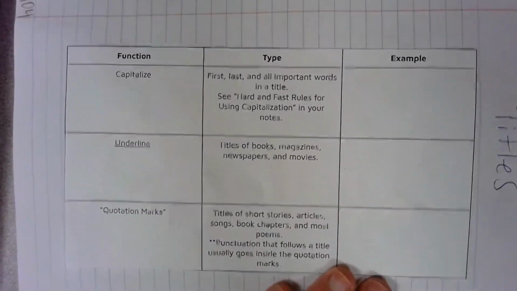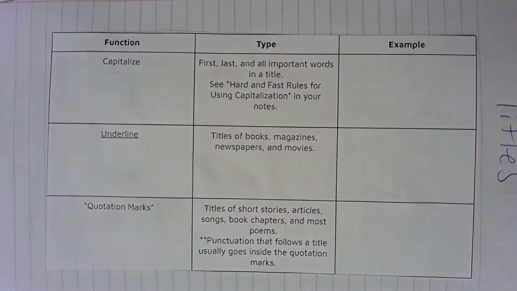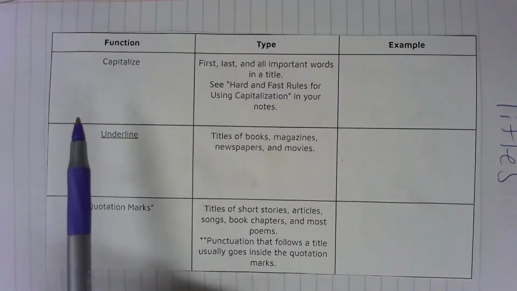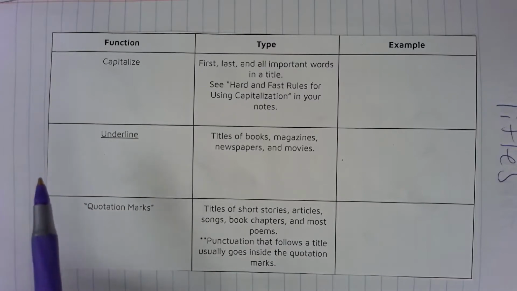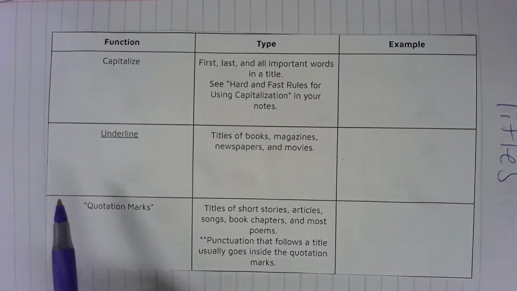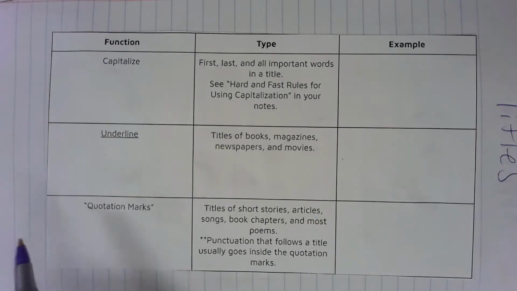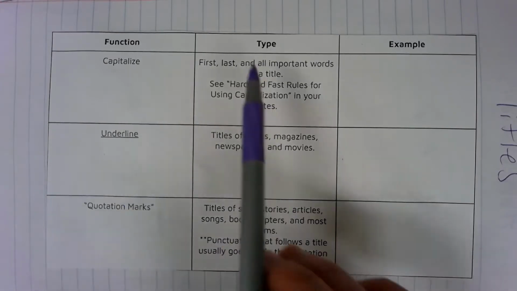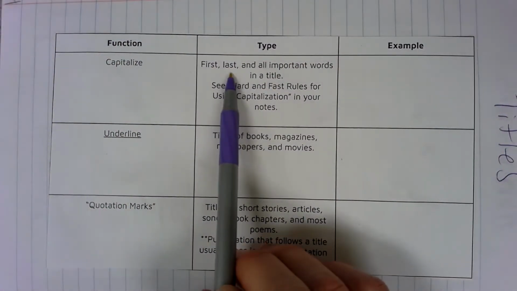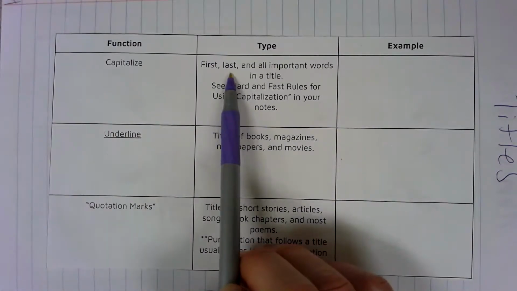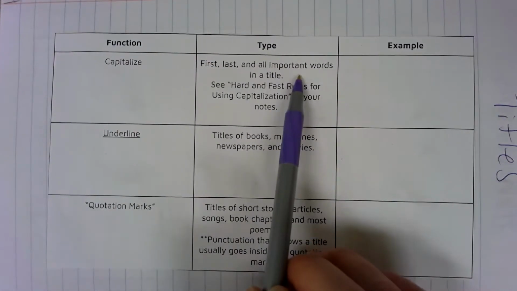All right, now let's look at the bigger chart here that we first glued in. So when we're looking at titles of books, of movies, of magazines, newspapers, songs, albums, there's a couple different levels per se of the method of titling something properly. So we'll go to capitalized first. The first and last word always need to be capitalized, just like we talked about in the capitalization notes, and all the important words in a title.